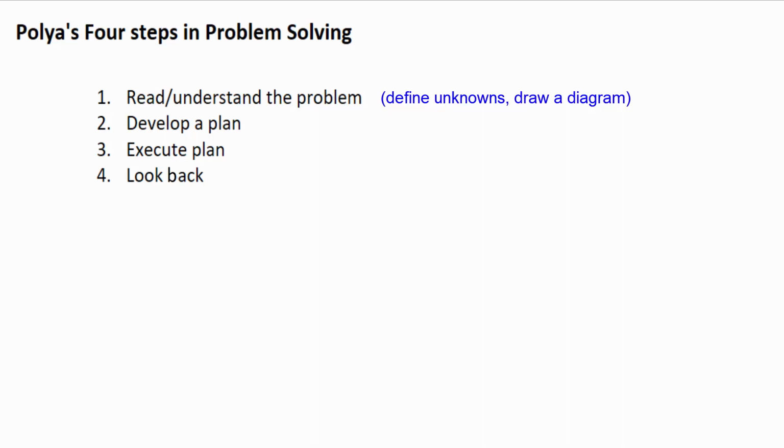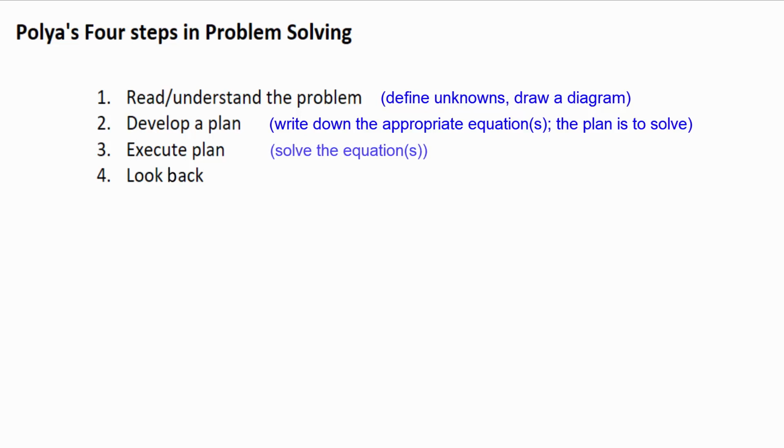In step 2, your plan is going to be to solve the equation(s). It might be one or more equations, so I'll put that S in parentheses. In this section, it's going to be 2 equations, 2 unknowns. Step 3, you're going to solve the equations, right? Execute the plan, solve the equations, solve the system. And step 4, yeah, okay, you can look back and check your answers in the equations you created, but more importantly, answer the question, does your answer make common sense?